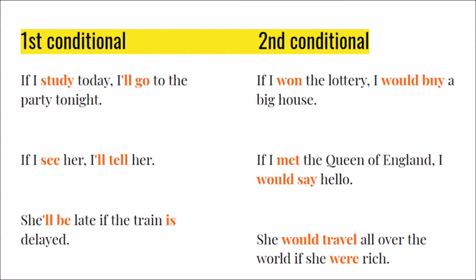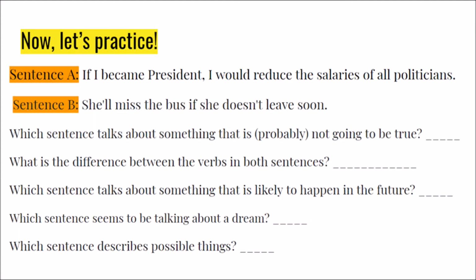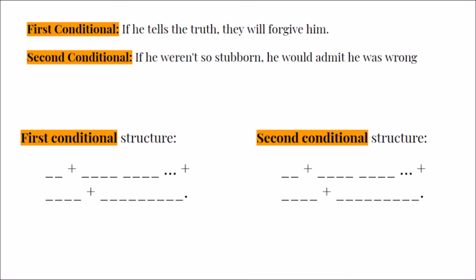Now we have an exercise with some questions that maybe can help you to better identify the differences in sentences A and B, and you can analyze a little bit better. In this last part of the exercise, you have to analyze the first and the second conditional structure.